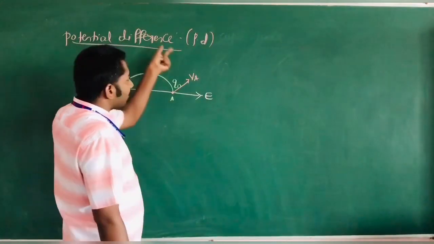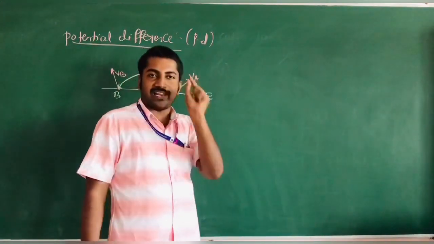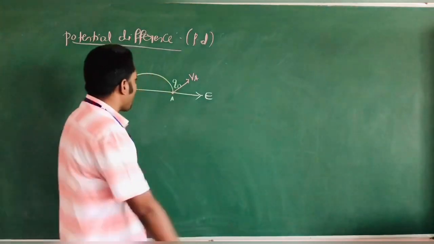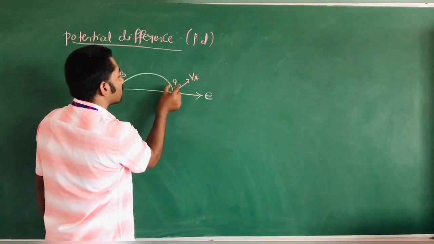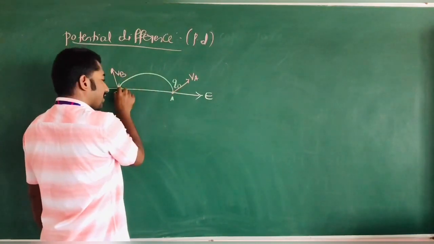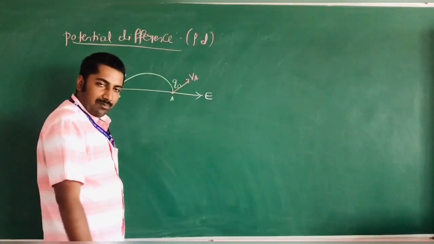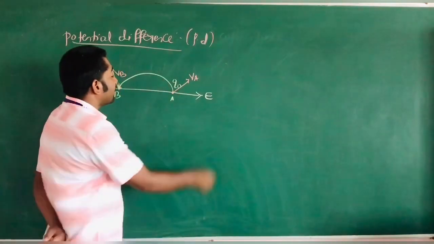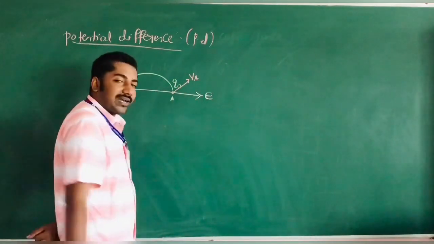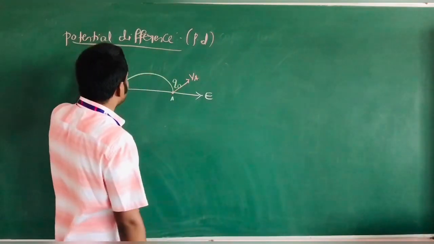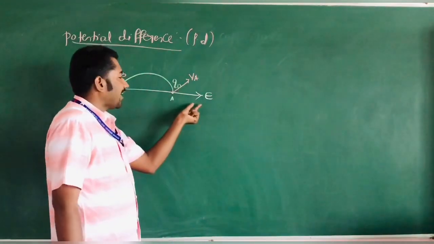The potential difference between 2 points in an electric field is defined as the amount of work done in bringing a unit positive charge from one point to another point against the direction of the electric field. This is known as potential difference in an electric field.